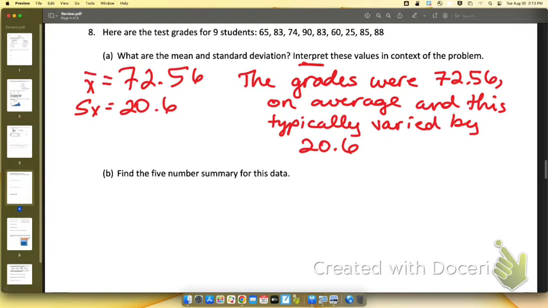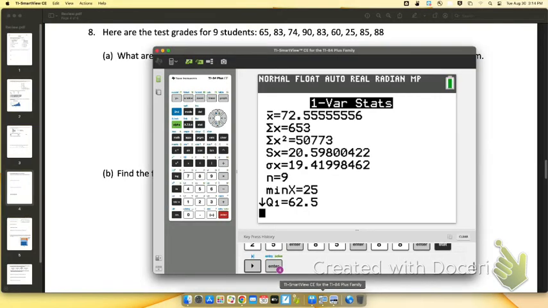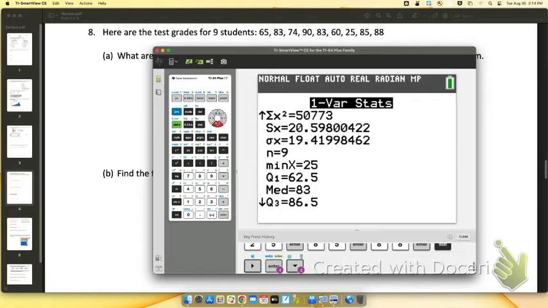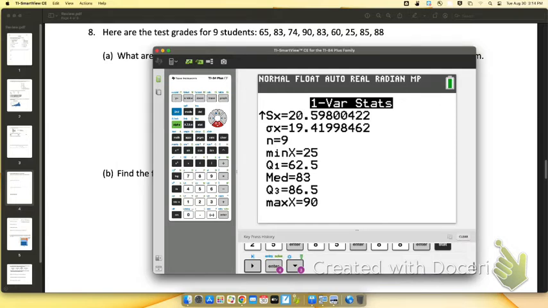Okay, so I am going to also find the 5-number summary. Now I'm going to utilize the fact that that's already in my calculator. So remember, my 5 numbers for my 5-number summary are my minimum, Q1, median, Q3, and maximum. And those are listed in my calculator right underneath where the standard deviation was. So I'm going to go back to my calculator here. And I see that my minimum was 25, my Q1 was 62.5, my median was 83, my Q3 was 86.5, and my maximum was 90. So my 5-number summary is right there for me on my calculator. So I'm going to write that out.